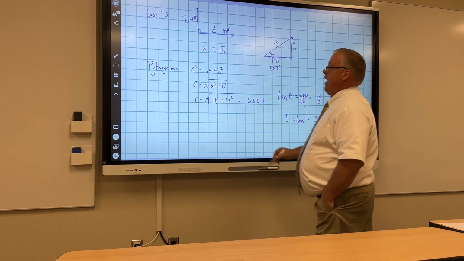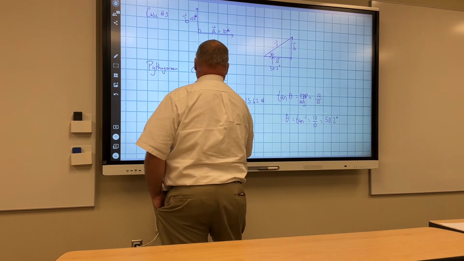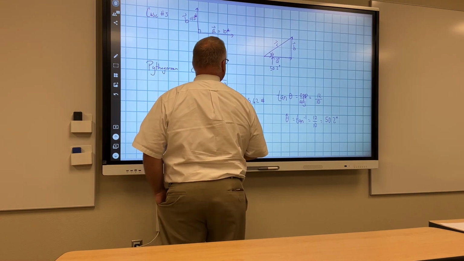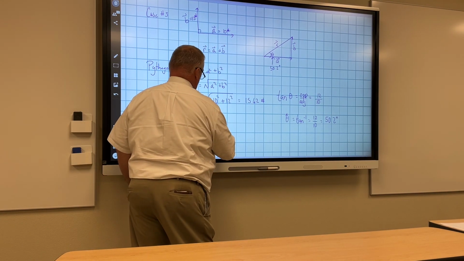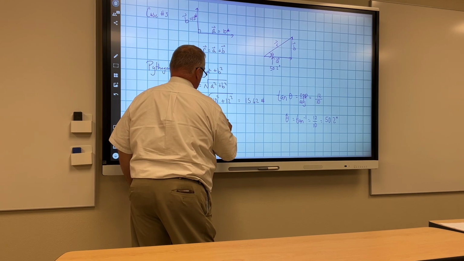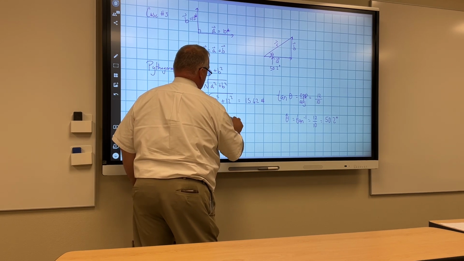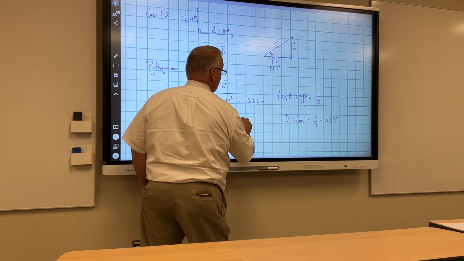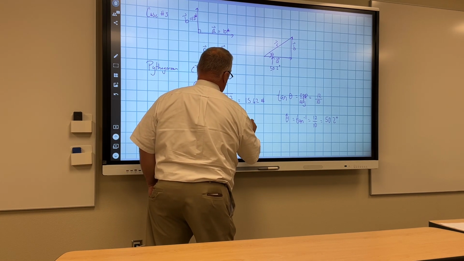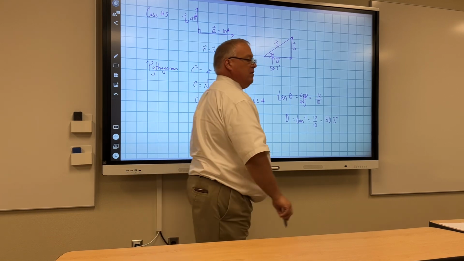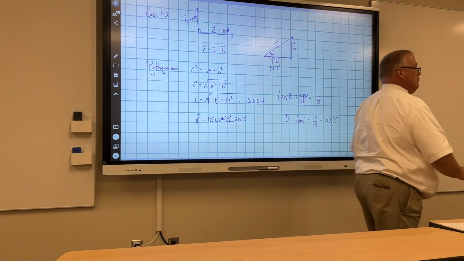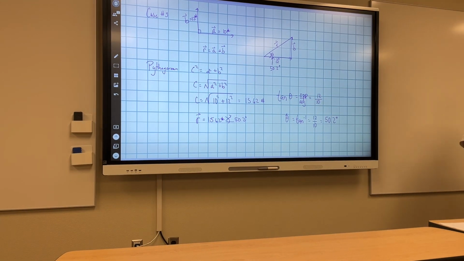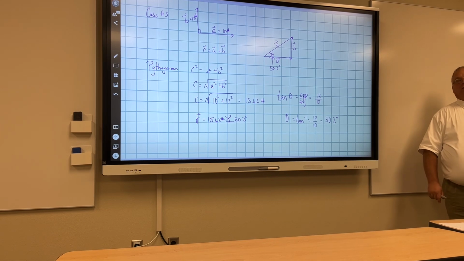So our resultant force is equal to 15.62 pounds at an angle of 50.2 degrees.